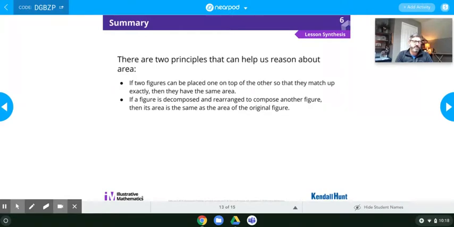So what that means is the original figure we had was a square. We took those two triangles, composed them, put it on top of the square, and it looked exactly the same. So that area was the same. Then we broke those triangles apart and rearranged them to make a new figure, like we saw with the big triangle. But since we used those same shapes to make that new shape, the area was exactly the same.